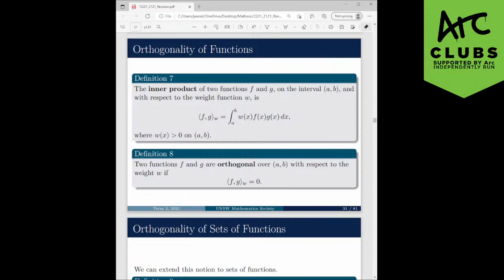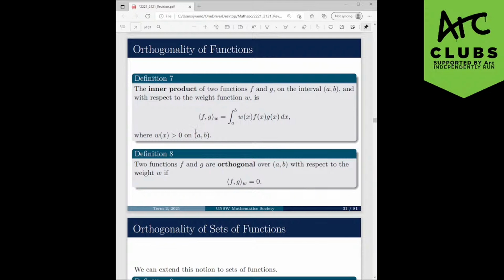Getting into orthogonality of functions, we already had an orthogonal definition from before when we said the inner product equal to 0 makes f and g orthogonal. This is a very similar definition, except we're just introducing the weight function. So the inner product of two functions with respect to the weight function. We just slap in the w(x) inside that integral, and you have a little subscript w next to your inner product to show that you're taking the inner product with respect to a weight function.